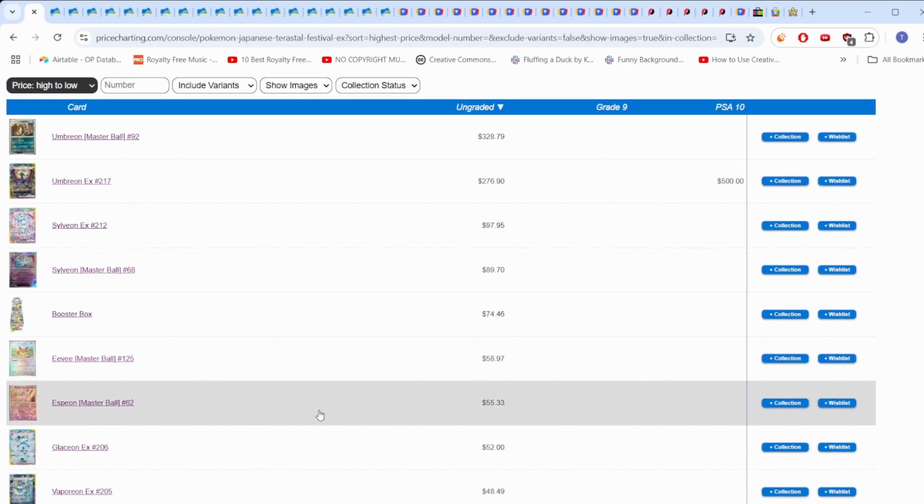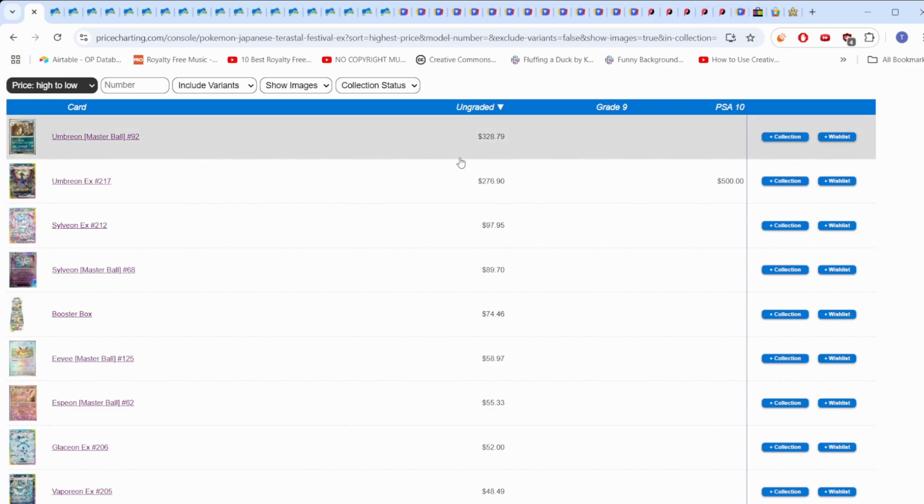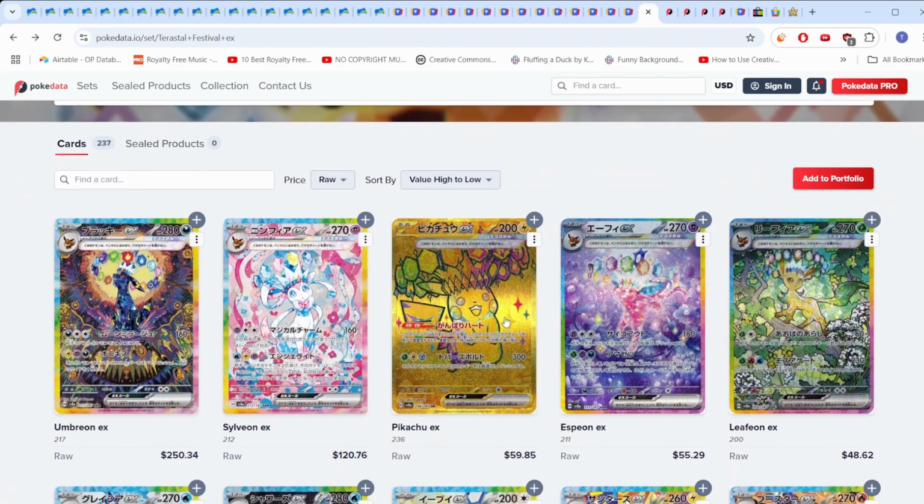I found PriceCharting because if you just Google something like Pokemon card historical data or historical trends, usually the sites that pop up are PriceCharting, TCGplayer, and Pokedata, and those are the main three. I also check eBay and just Google to see what it pulls up. But it's important because what I realized the other day is that I've been showing these Pokedata prices, and the pricing thing is not perfect.